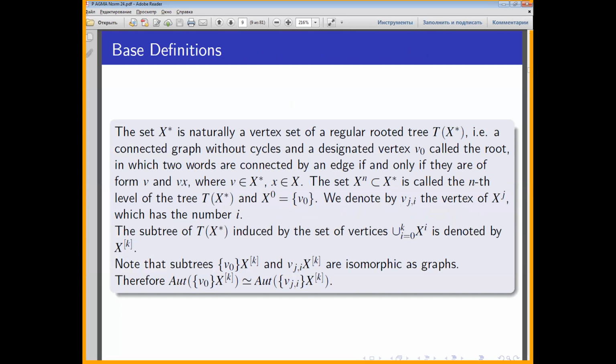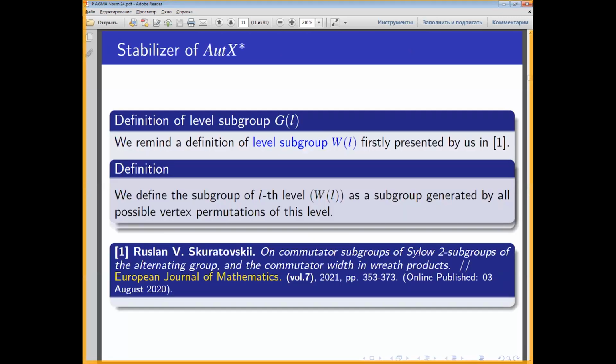Also, the elements of the wreath product can be presented as the group of automorphisms of a regular rooted tree, denoted T, on X star, and the nth level of vertices, denoted X^n of X^0, is called the nth level of the tree. We recall the definition of the level subgroup W_L, which was first presented by us in the paper on the commutator subgroup and subgroups. It's the subgroup of vertices which belong to level L. Permutations of these subgroups form a permutation on the set X^L and form the subgroup.